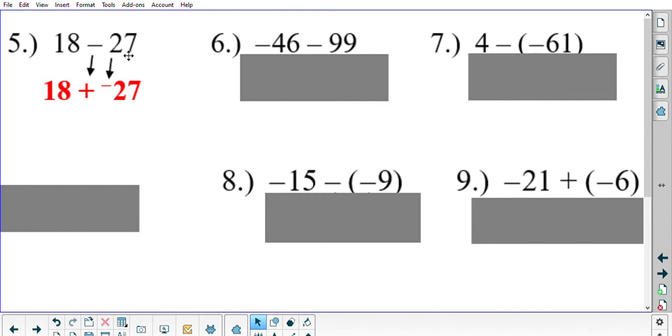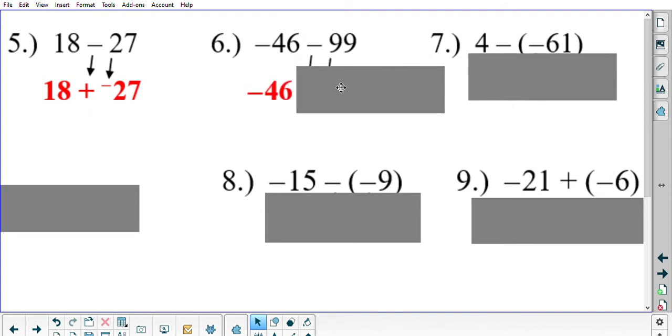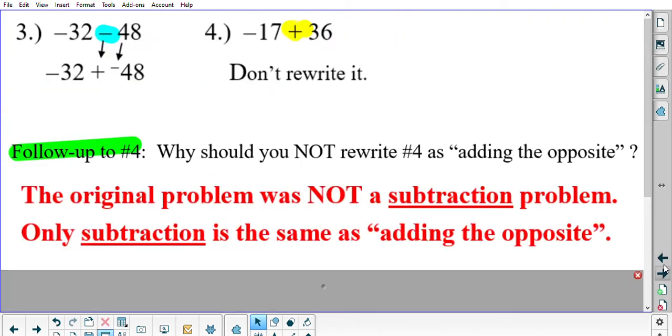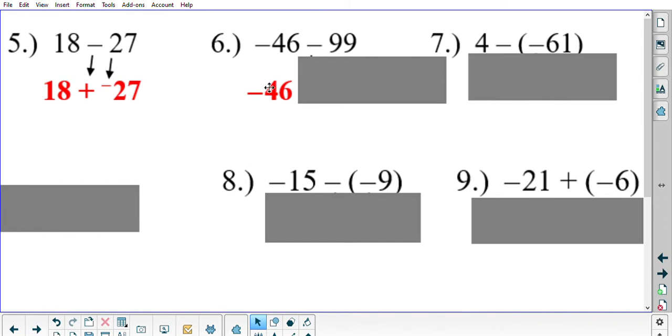By the way, you don't have to draw the arrows. I'm drawing the arrows only to make it crystal clear visually for you how I made the subtraction become addition, and the number to the right of it, its opposite. All right, let's do number 6. Do I change the negative 46? Nope. The little box next to 1, 2, 3, and 4 tells you you're not going to change the first number. When I say first number, I mean the one on the left. So negative 46 stays. Do not make it positive. It stays the way it is.